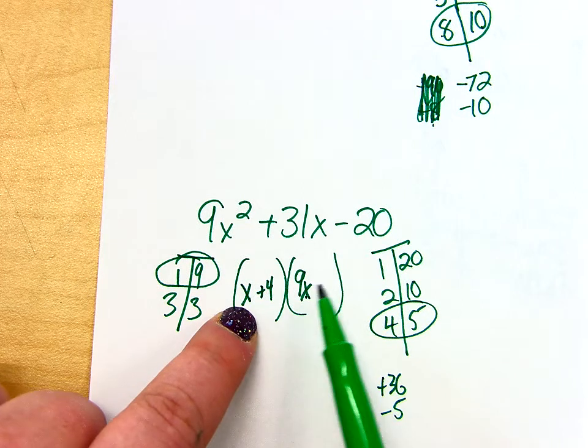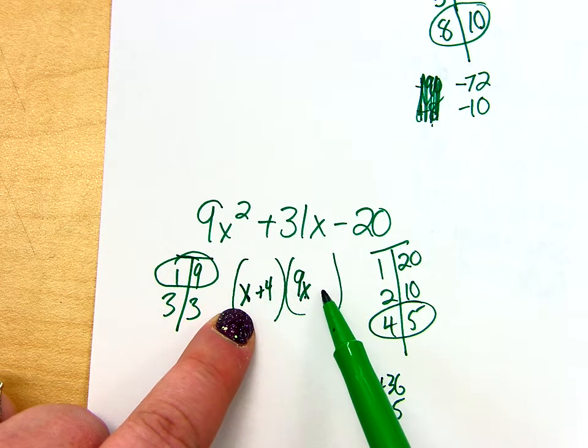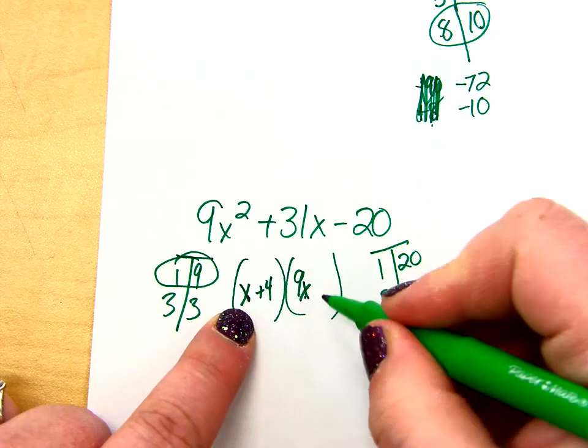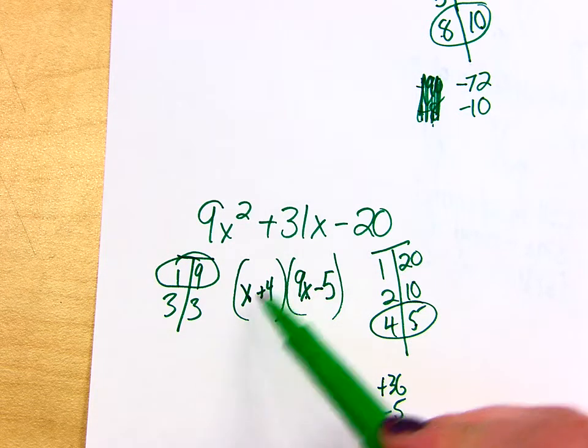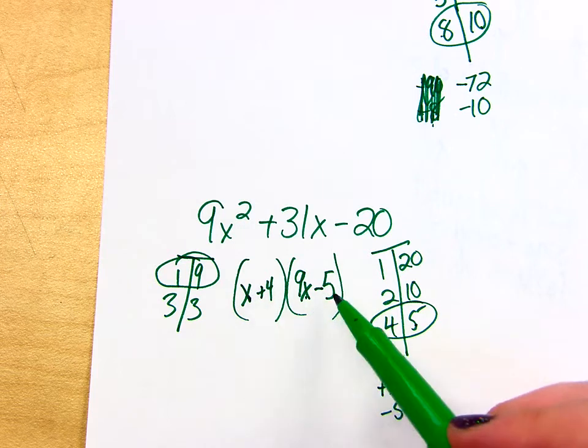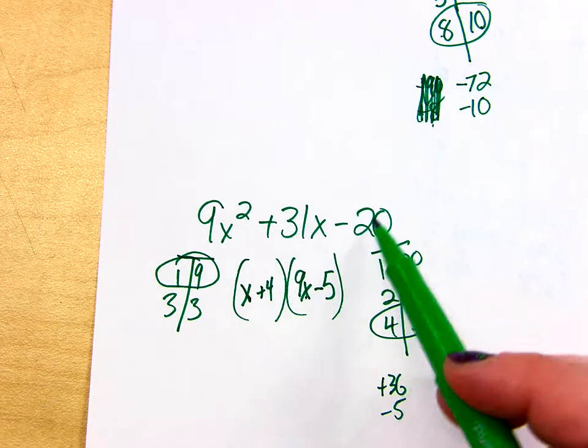And now I also want a negative 5. So what would I multiply with the positive 1 to get the negative 5? Negative 5. So I just make that a negative. And now you can FOIL that back together real quick if you want, but it should work out just fine. Sometimes I just FOIL in my head, right? I get 9x squared, and then I get a minus 5 and a plus 36. Yep, that's a plus 31. And then a minus 20 at the end.